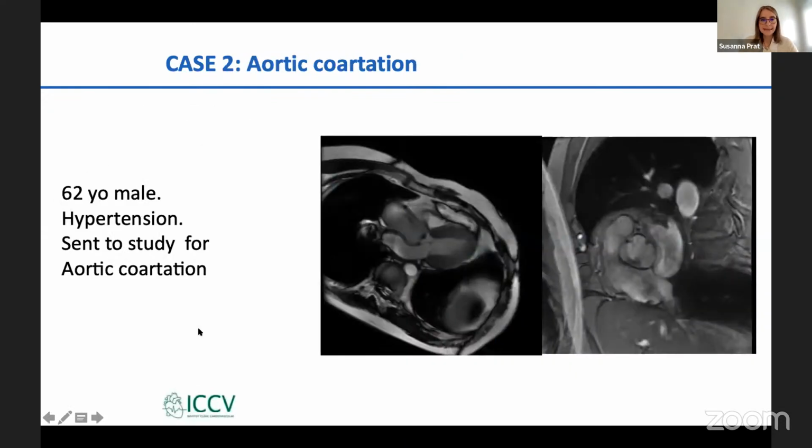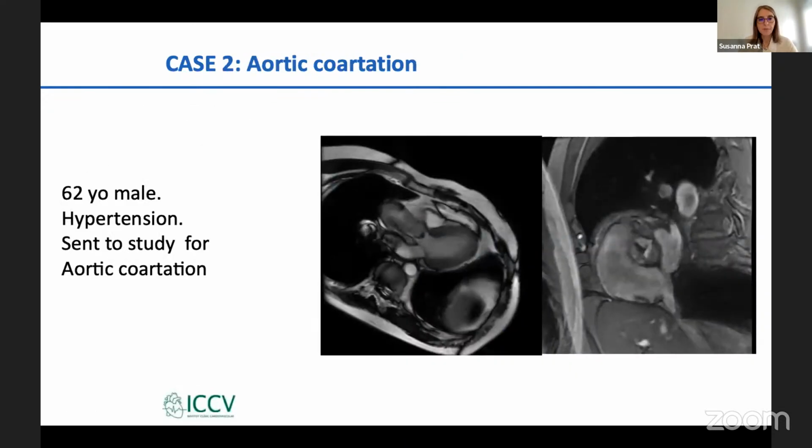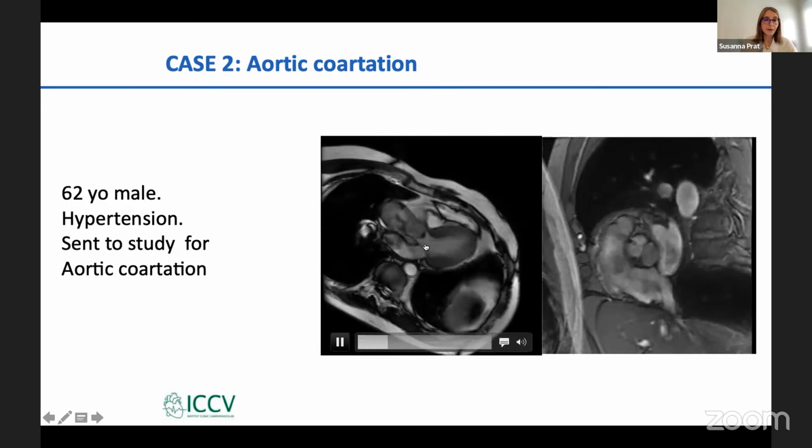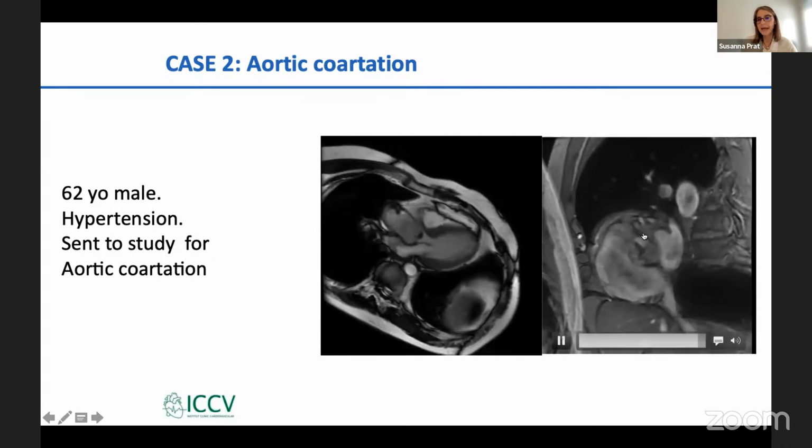Another case of our center was a 62-year-old male that had history of hypertension and was sent to us for aortic coarctation study. Apart from that, the patient had another thing. If we focus here in this 3 chambers view of cine images, we can see that the aortic valve has a reduced and asymmetric opening. And when we plan the cine short axis view of this aortic valve, we can see that the opening is reduced, and there's this right and left bicuspid phenotype.